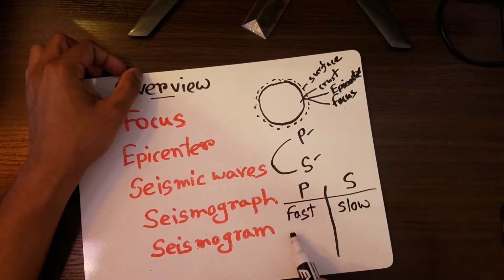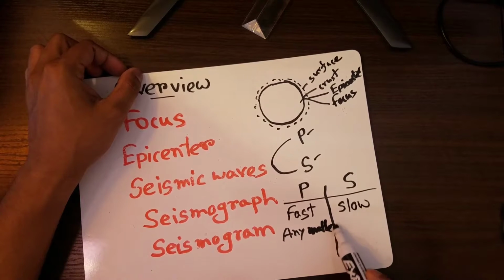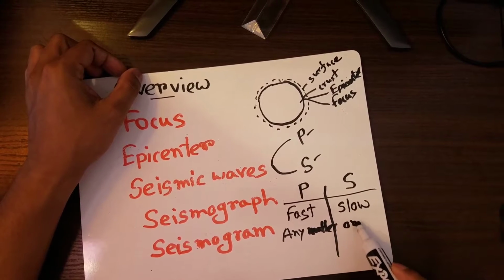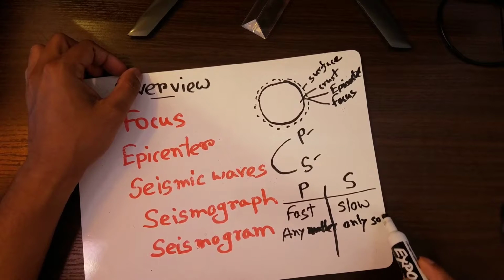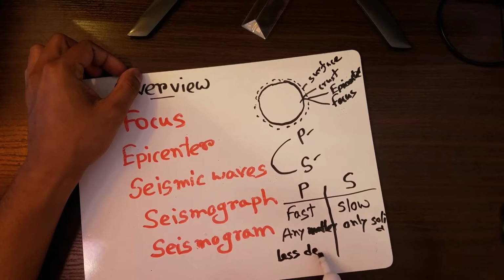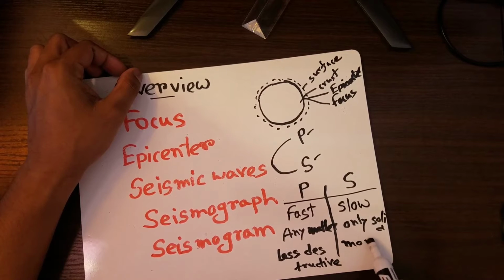P wave can travel through any matter, so solid, liquid, gas. This one, S, only solid. P wave is comparatively less destructive. This one is more destructive.